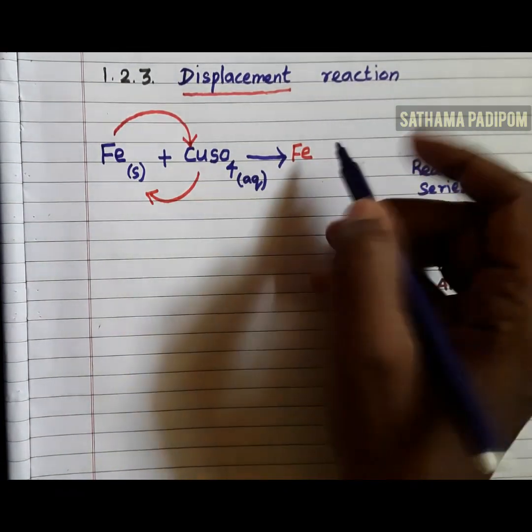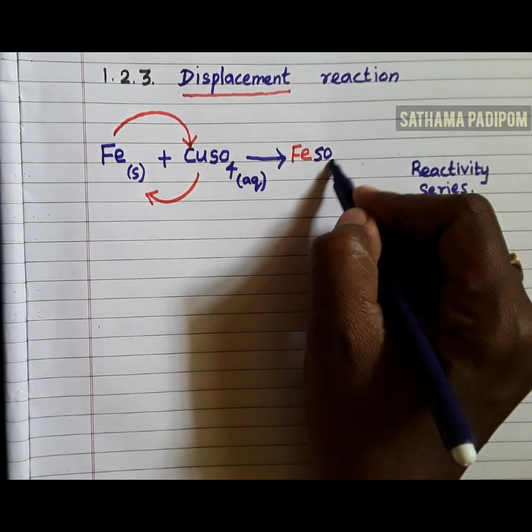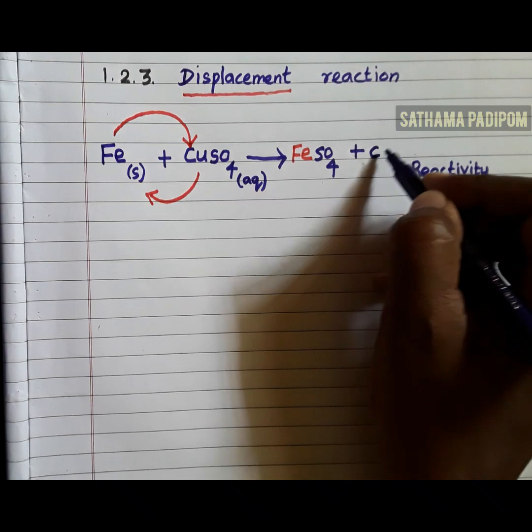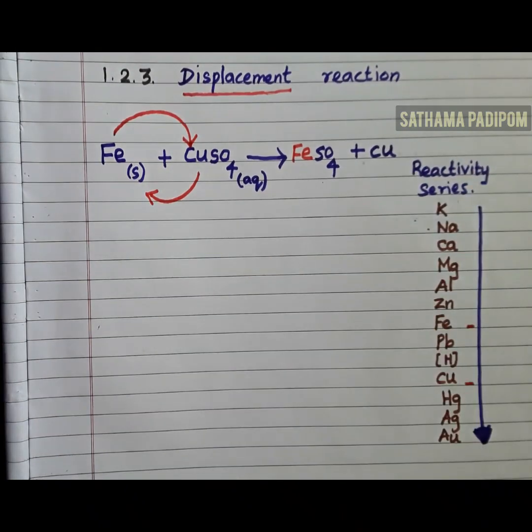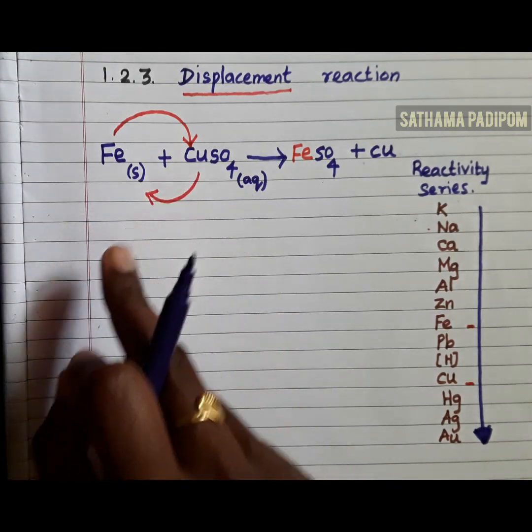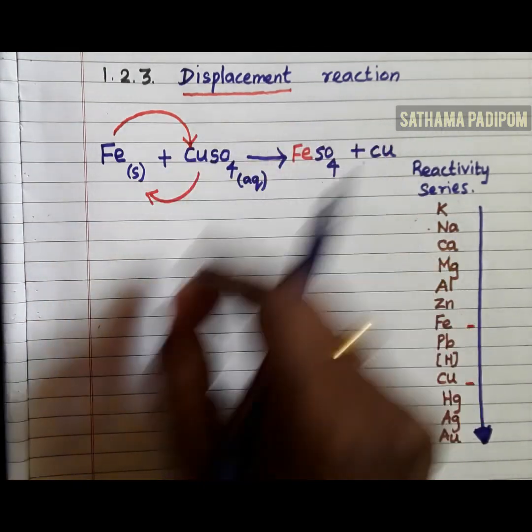Ferrous sulfate, FeSO4 plus copper. Okay, did you understand? So listen once again. So now we can write easily the definition, displacement reaction.